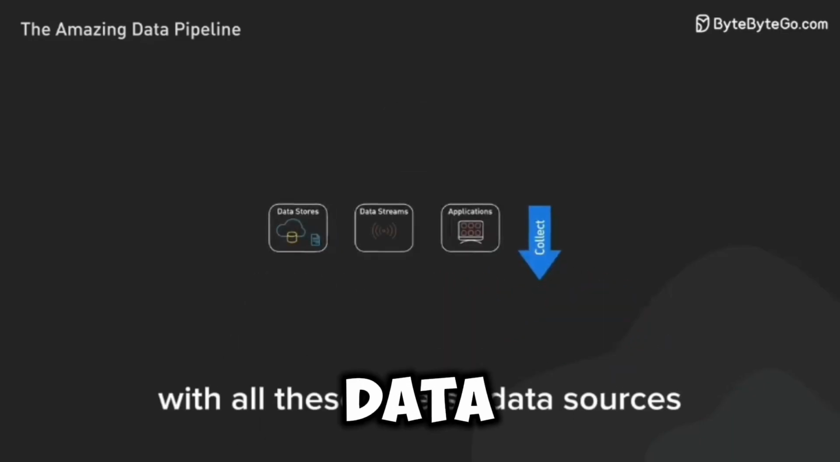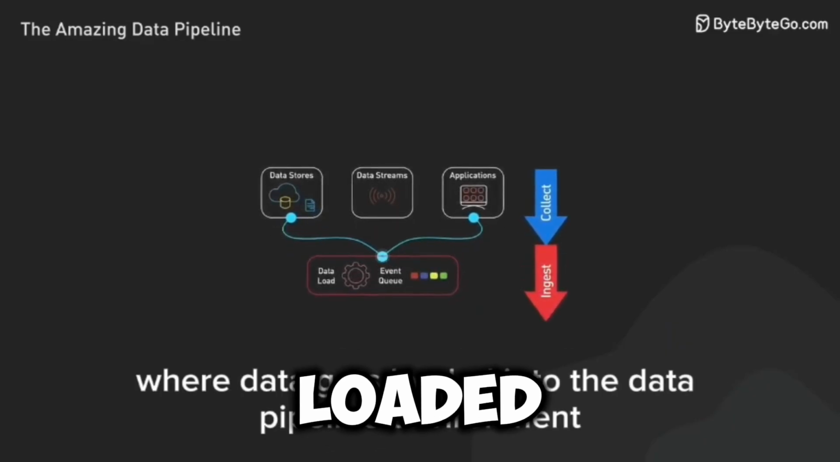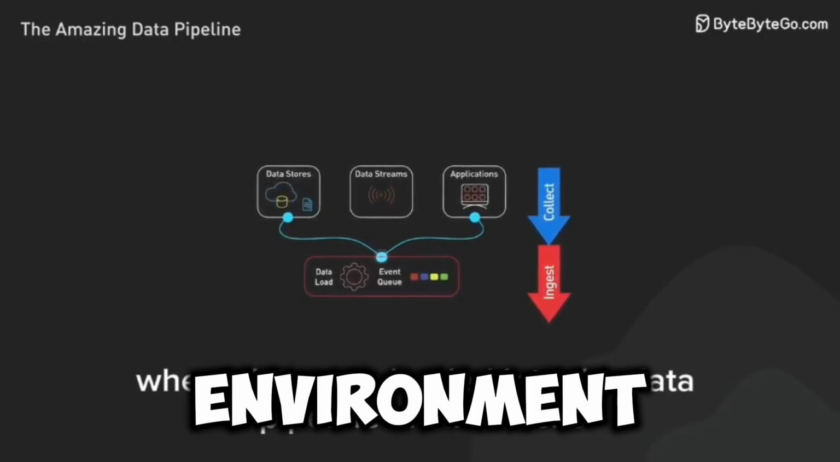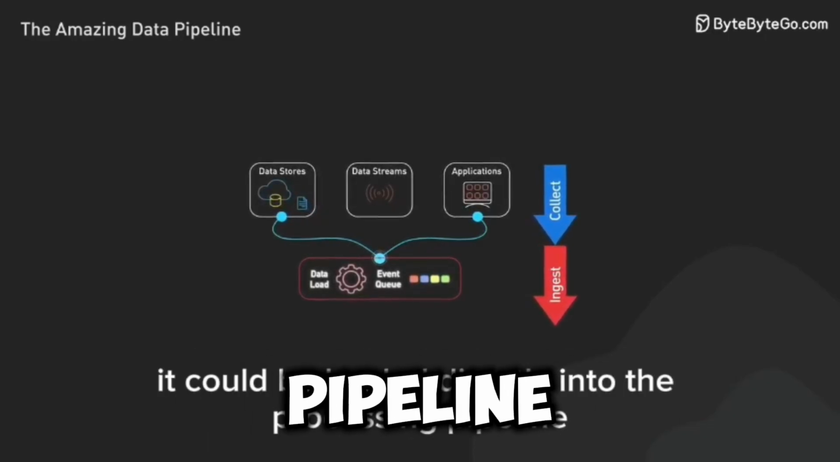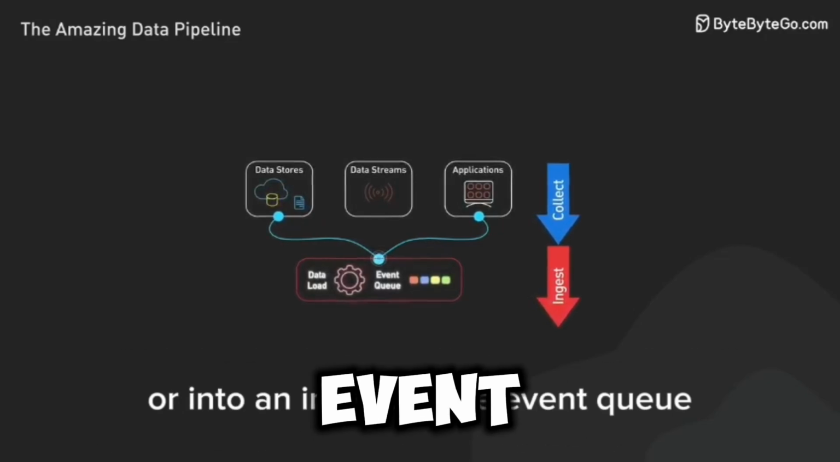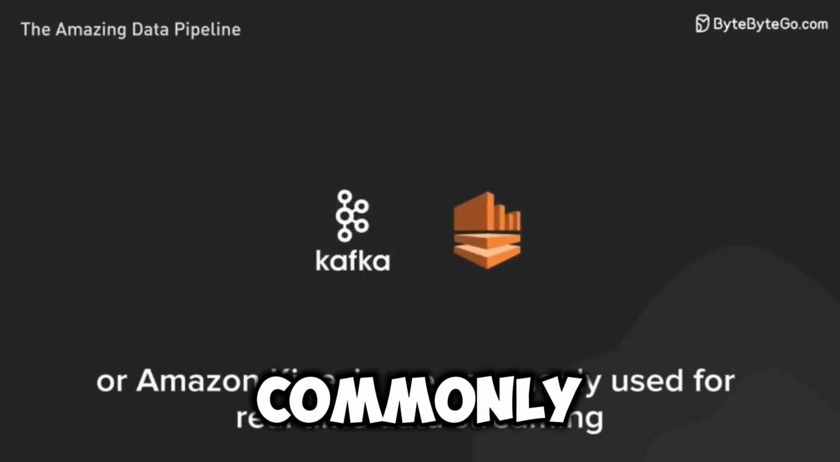With all these diverse data sources, the next stage is the ingest phase, where data gets loaded into the data pipeline environment. Depending on the type of data, it could be loaded directly into the processing pipeline or into an intermediate event queue. Tools like Apache Kafka or Amazon Kinesis are commonly used for real-time data streaming.